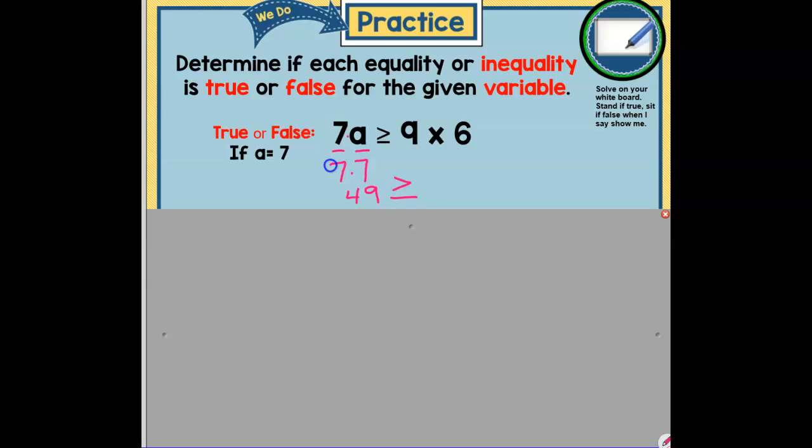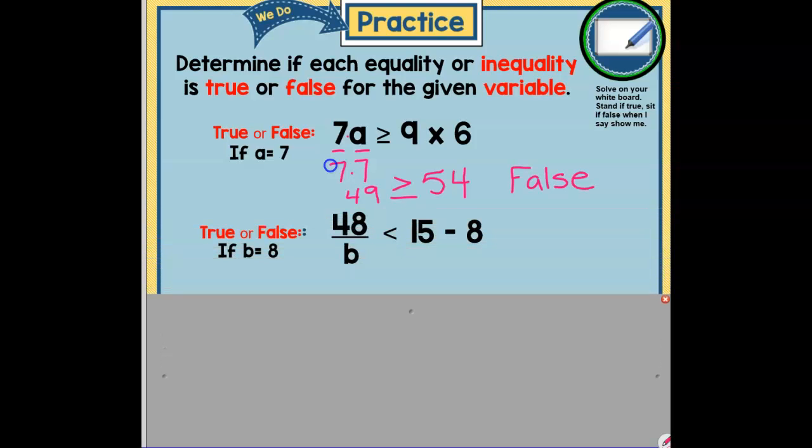I could do my 9 trick. I could sing my 9 song or my 6 song. 9 times 6 is 54. Is 49 greater than or equal to 54? No, 49 is not larger, so this would be another false inequality.